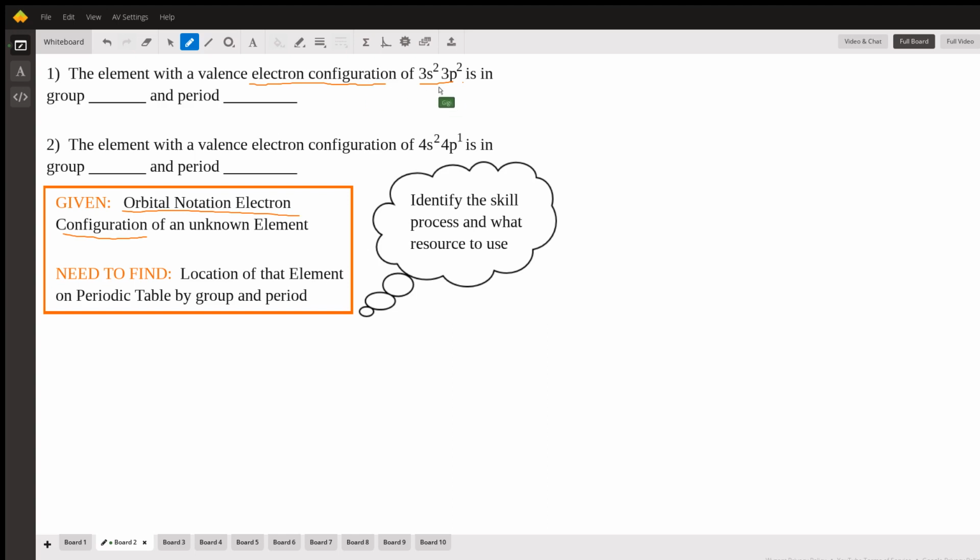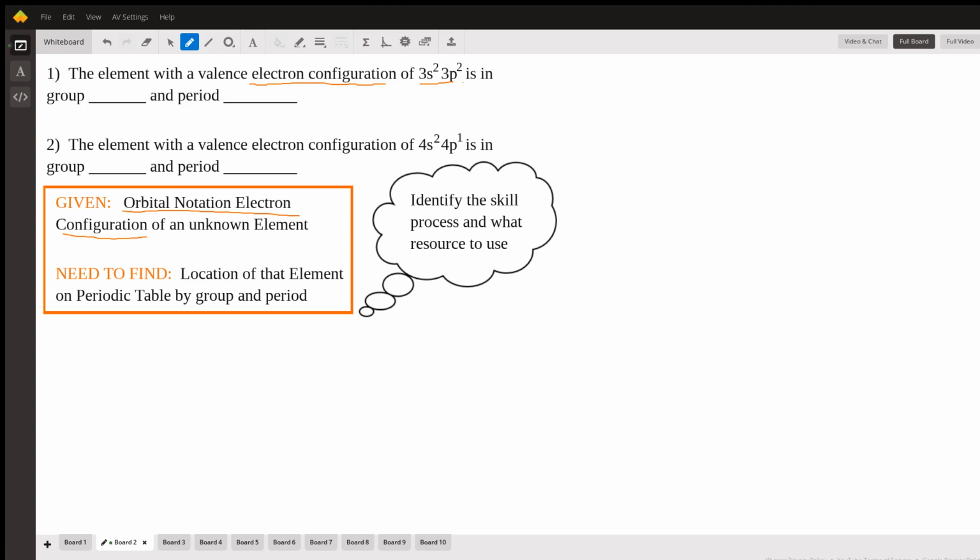You'll notice that because they gave us 3s2, 3p2, this follows orbital notation electron configuration, but this is an incomplete one. It's an abbreviated form. They literally are just giving us the tail end of the full orbital notation, but the tail end is the most important part, so we can still answer this problem very easily.